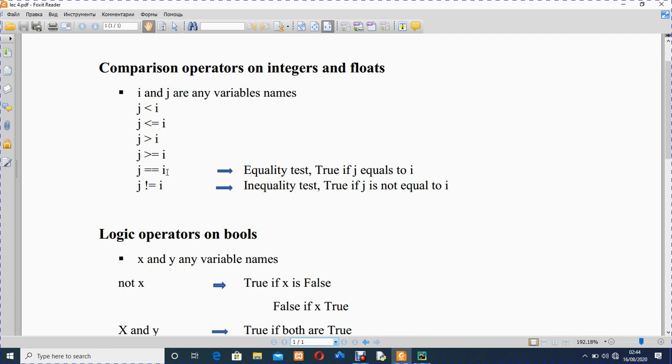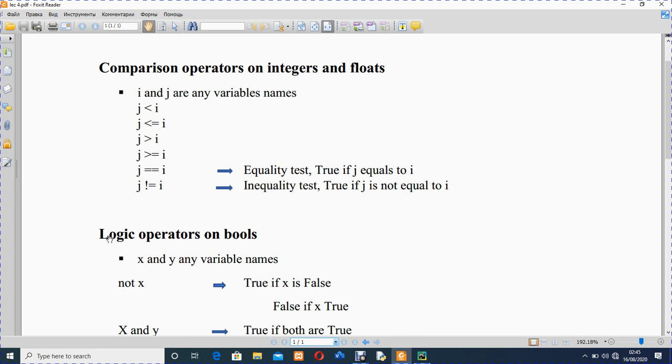J equals to I is used to test equality. True if j equals to I. While j is not equals to I is used to test inequality. Therefore, true if j is not equals to I. That's for the comparison operators on integer and float.